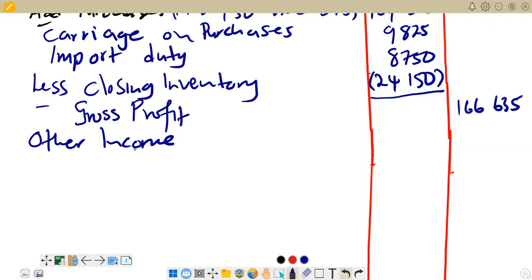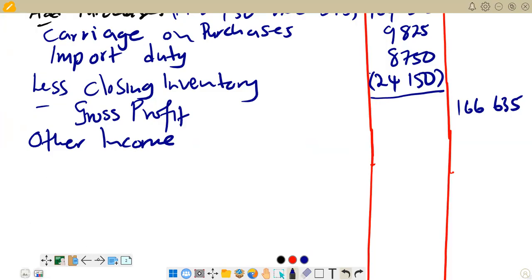We might also have some interest on fixed deposit. So that interest that you are receiving is going to be our interest received that we are going to put under other income. And also in terms of allowance for credit losses or allowance for doubtful debts, we include them again under other income. If it's a decrease, we include it, but if it's an increase, we are going to include it under operating expense. So we can go to our question and find out what income do we have.